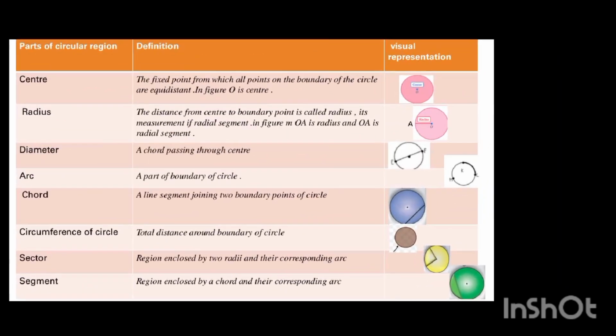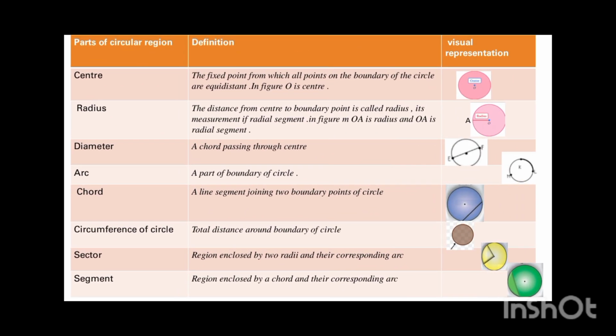Okay, radius. The distance from center to a boundary point is called radius. Its measurement is the radial segment. In the figure, OA is the radius. And what is diameter? A chord passing through center. So this is the whole chord passing through center, and two radii make one diameter. That means 2r is equal to diameter, and if you need to find the radius, you have to divide the diameter by 2.